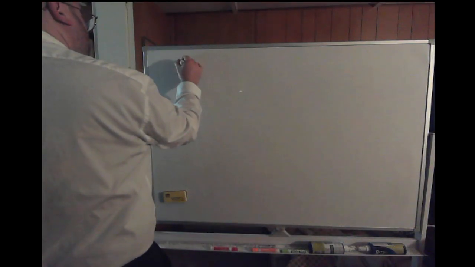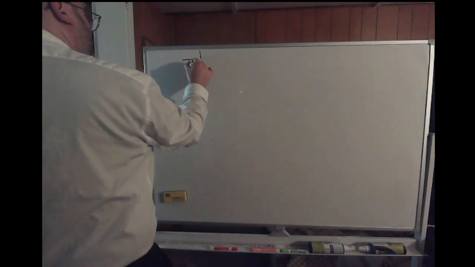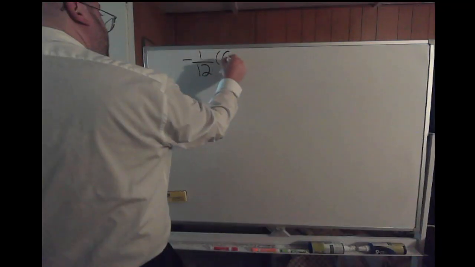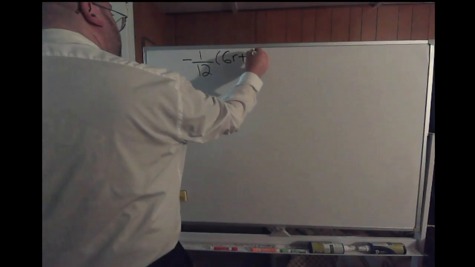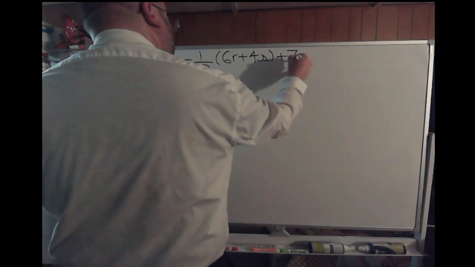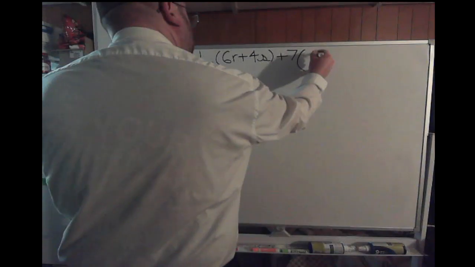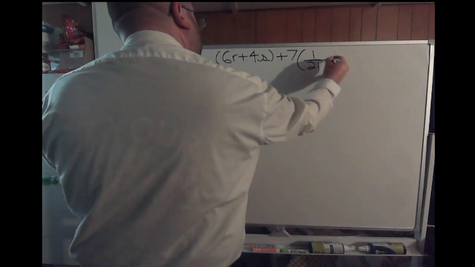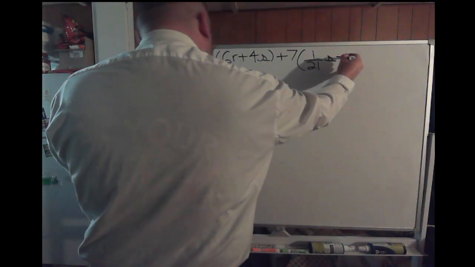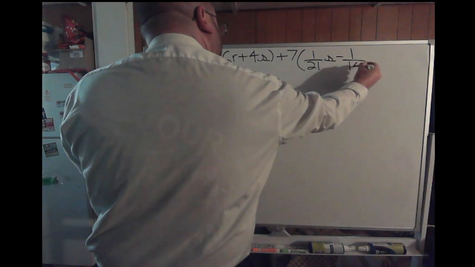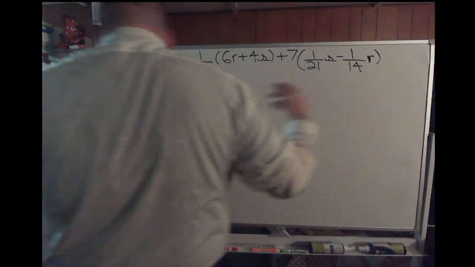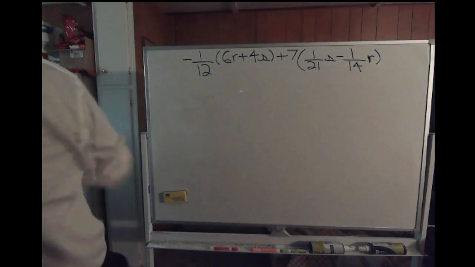We got here negative 1/12 times the quantity of 6r plus 4s plus 7 times the quantity of 1/21 s minus 1/14 r. Okay, so we have another doozy of a problem here.